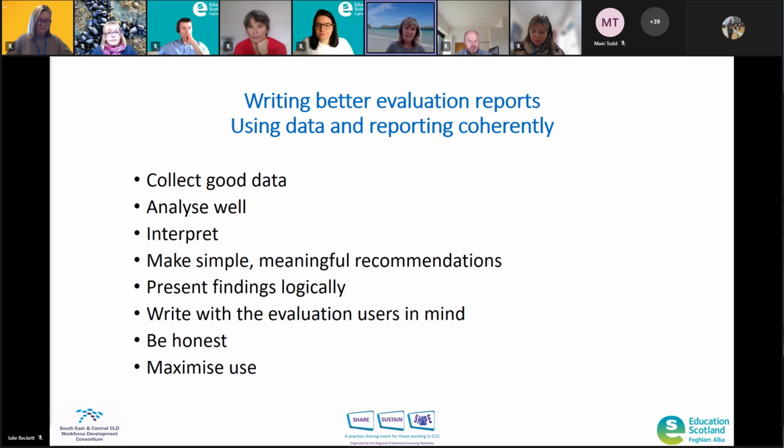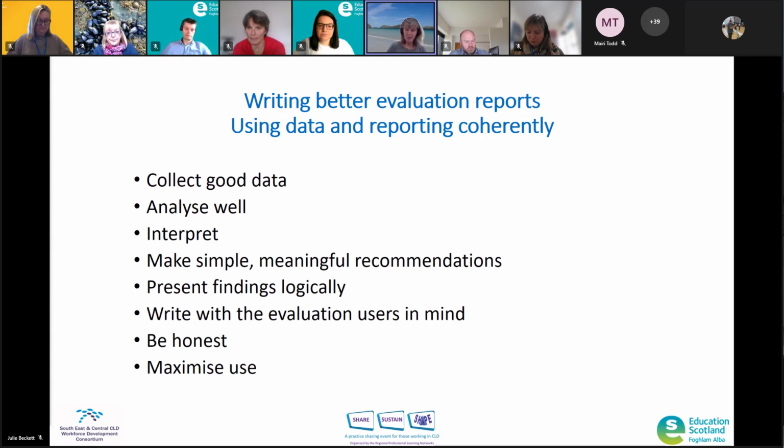You need to interpret it. Think about what those findings mean. Try to explain how your project works, for whom and in what circumstances. Link the outcomes to what was delivered, including how it was delivered, the process. Don't overclaim. Stick to what you know was an outcome from the work that you were doing.